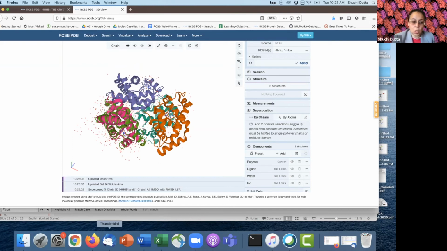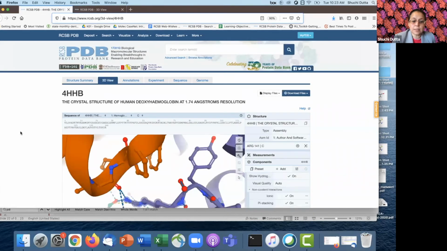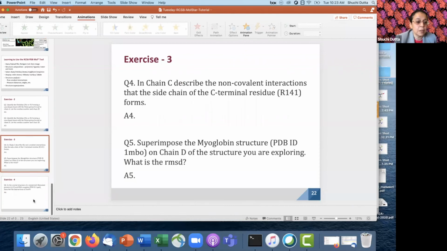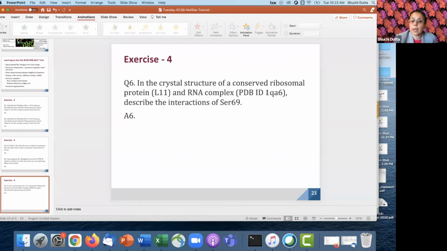And to close, I wanted to finish up with a slightly different structure. Since some of you are looking at nucleic acid structures, I wanted you to get a feel for how that shows up in MolStar. So the last part of the exercise was to look at a structure of a protein RNA complex. So this is ribosomal protein L11 in complex with RNA. The PDB ID is 1QA6. So Candace asks, what is the advantage of using a PDB MolStar versus a program like Primo?